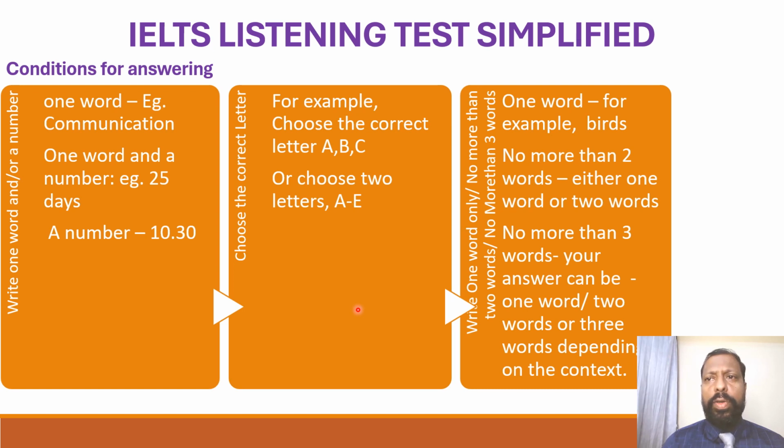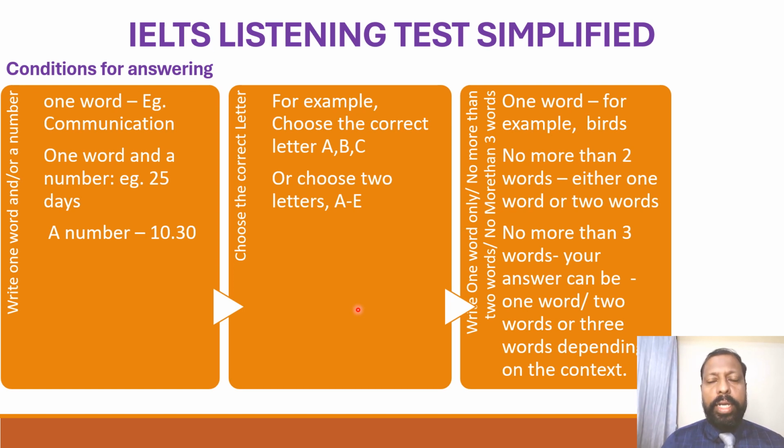For example, mostly you will find these kinds of questions in part 4. One word, for example, birds, can be one word. One word can be either singular or plural depending on the context. Secondly, is no more than two words. So it would mean you need to write either one word or two words. Both options may be there. You need to decide depending on the context again. And the third option would be no more than three words. It means your answer can be one word, two words, or even three words depending on the context.